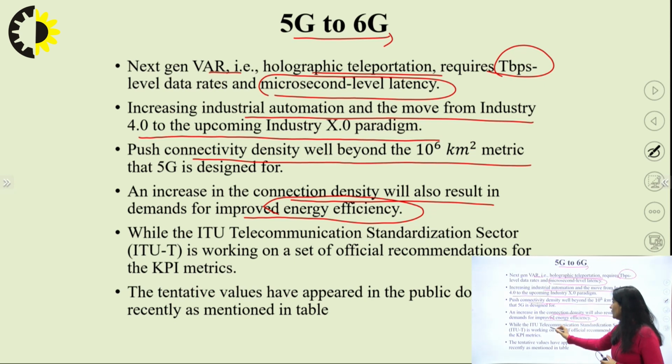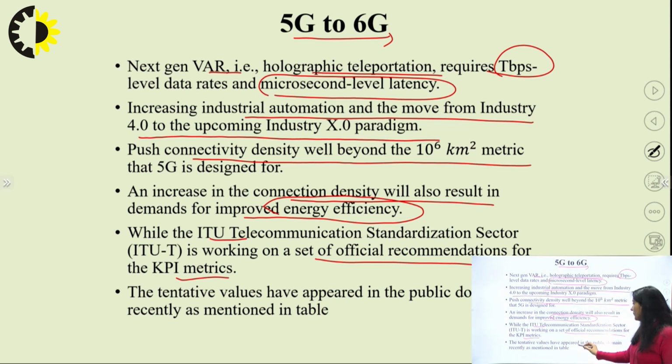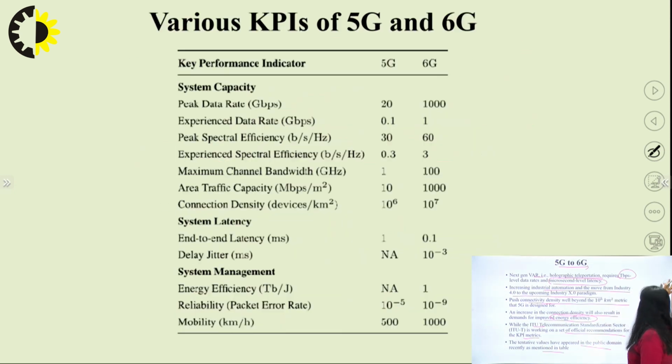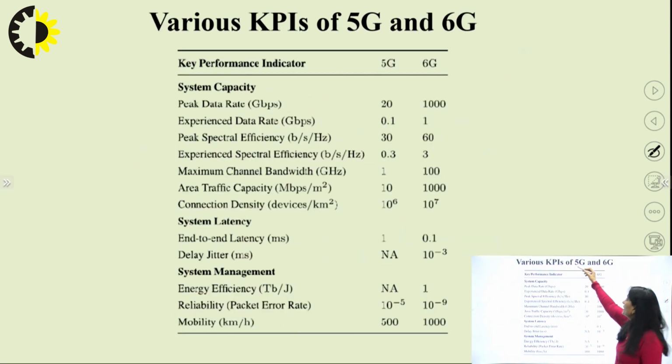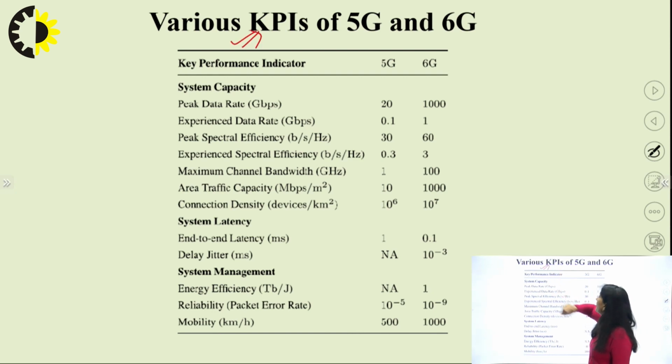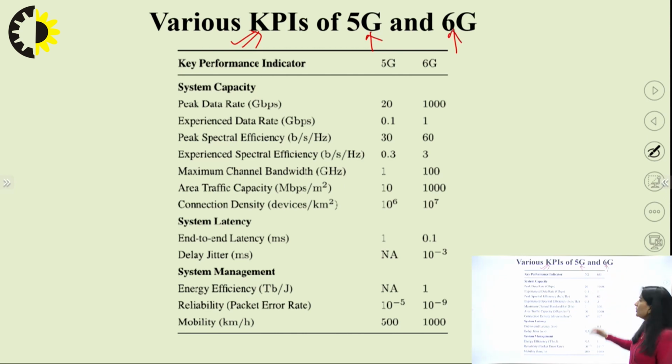While ITU is working on a set of official recommendations for the KPI metrics, tentative values have appeared in the public domain recently, as mentioned in the next table. So these are the expected KPIs of 5G and 6G. 5G is already established. These are the expected KPIs of 6th generation. So here we can compare both of them.